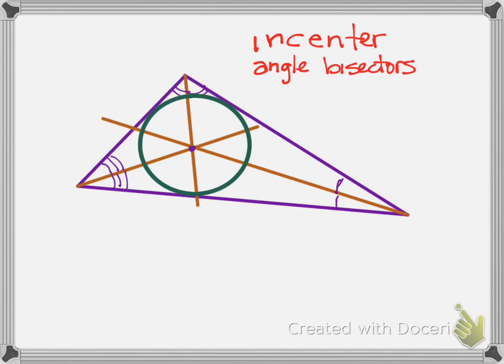And the incenter also has a useful property. It is the center of a circle that is inscribed inside of a triangle. So basically what that means is that right here, the triangle and the circle intersect. Right here, the triangle and the circle intersect. And down here somewhere, the triangle and the circle intersect.